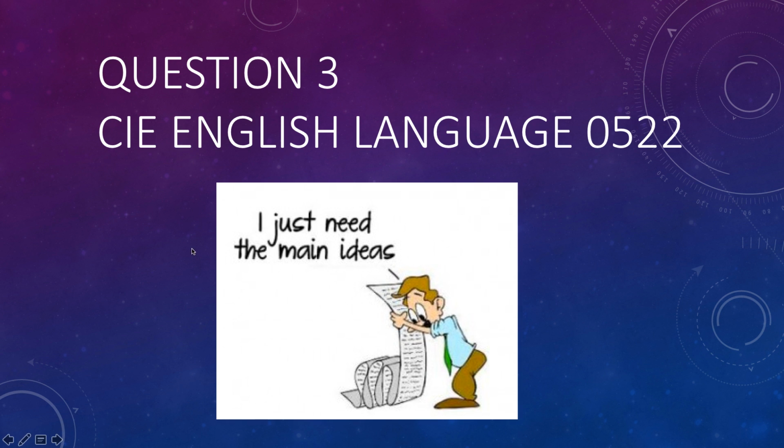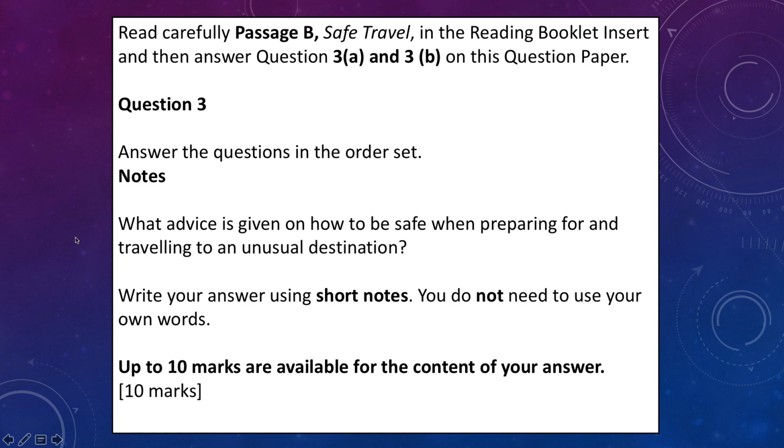Okay, Year 11, so now we're going to look at question 3 of the English language exam. Notice the picture. It's all about the main ideas. Here's an example question. Read carefully passage B, Safe Travel, in the reading booklet insert and then answer question 3A and 3B on this question paper.